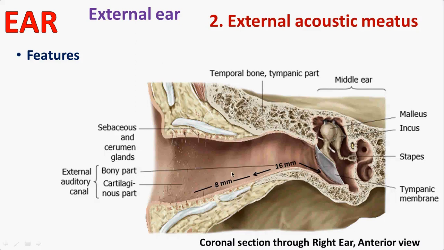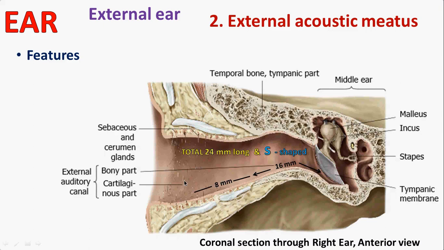This external auditory canal consists of this portion, that is the bony portion, and this portion is the cartilaginous portion. So here this bony portion, or you can see the medial 2/3, is 16 millimeter, and here the cartilaginous is 8 millimeter. It is around 24 millimeter long in total, and it is S shaped.